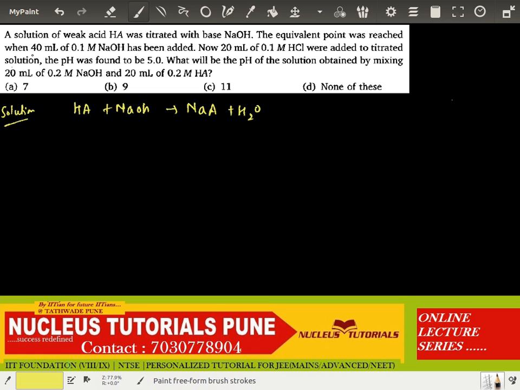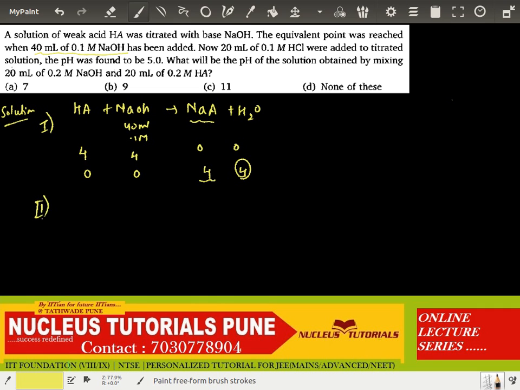Equivalence point was reached when 40 ml of 0.1 molar NaOH was added. This was 40 ml of 0.1 molar, which means in terms of millimoles it would be 4. Now at equivalence, of course, HA added would also be equal to 4. So at the end of the titration, we will have this as 4 and this as 4. Water has no meaning because it is always present in excess. So we have 4 millimoles of a salt of a strong base and a weak acid. This was scenario number 1.